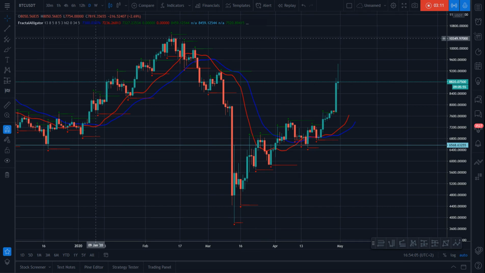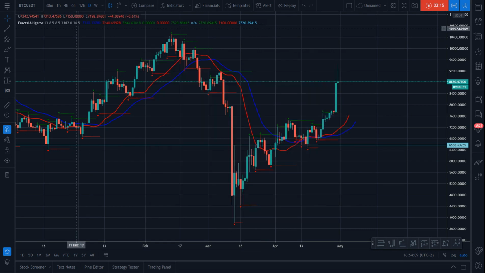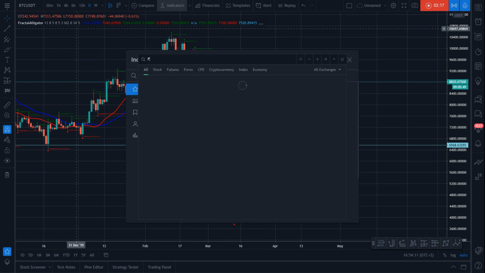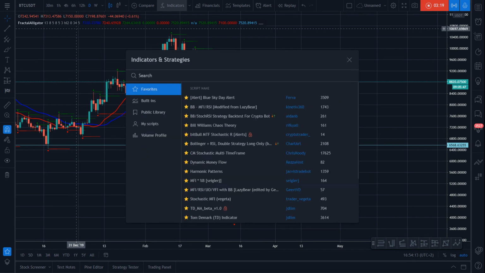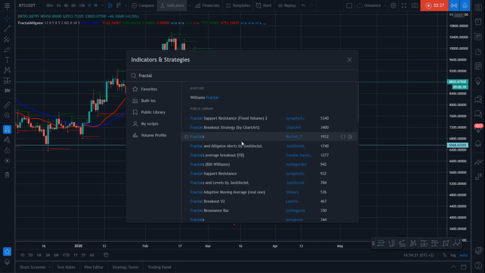Let's see which indicator I use. So you can use the fractal. If you search in the indicators, fractals and alligator, that's what I'm using.